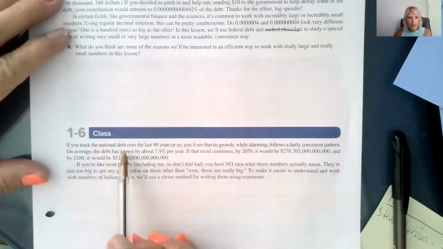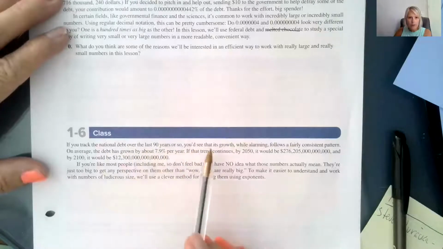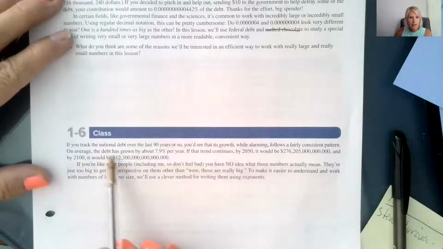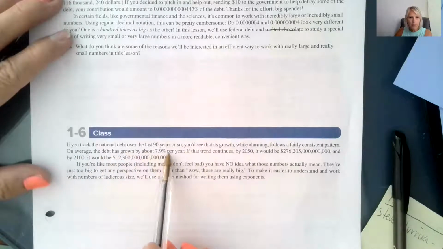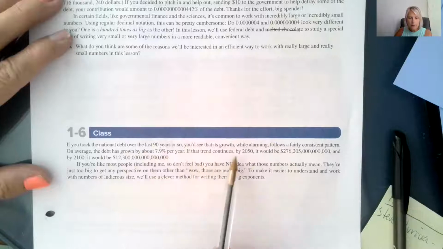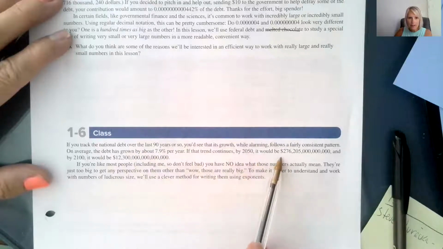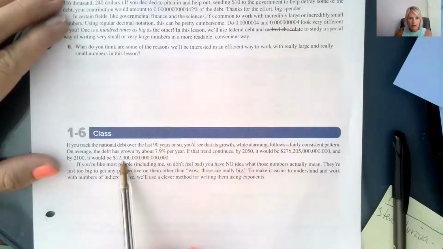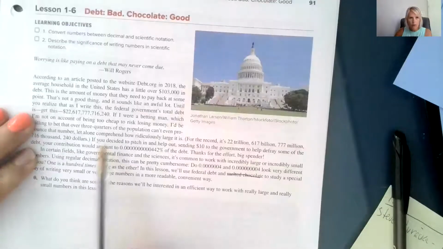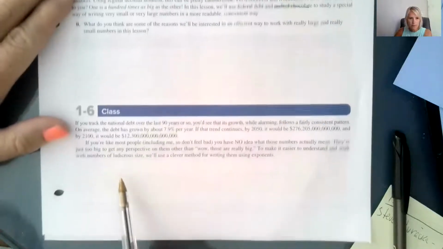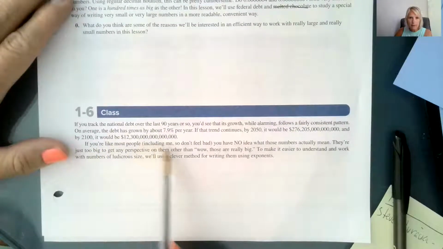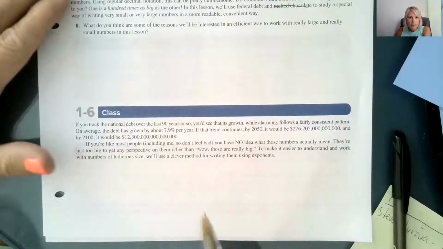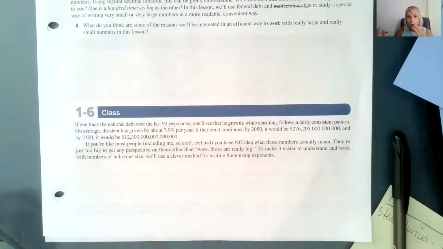It says, if you check the national debt over the last 90 years or so, you see that its growth, while alarming, follows a fairly consistent pattern. On average, the debt has grown by about 7.9% per year. If that trend continues by 2050, it will be this number. And by 2100, it would be this number. Wow, compared to that number. If you're like most people, including me, so don't feel bad, you have no idea what those numbers actually mean. They're just too big to get any perspective on them other than, wow, those are really big.